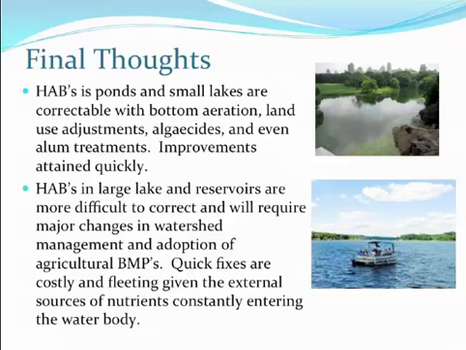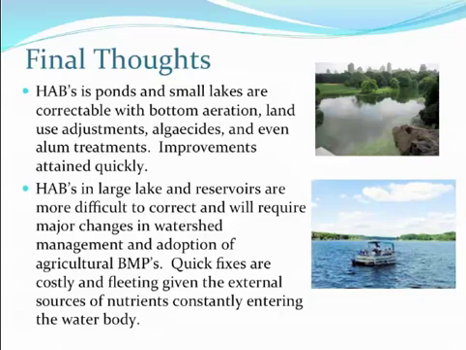Some final thoughts here. Harmful algal blooms in ponds and small lakes are relatively easy to correct. We have a lot of success with that with bottom aeration systems. Land use adjustments, for example, if the pet horse is causing the problem, we've got to make sure the pet horse lives where the water from his paddock won't get into the pond. Algicides can be used if done correctly, and alum treatments. You've probably all read about alum treatments to remove phosphorus from the water column. It does work, and we can turn around a small system pretty quickly. In large lakes and reservoirs, this is more difficult to correct and really requires major changes in watershed management and adoption of BMPs, agricultural BMPs.